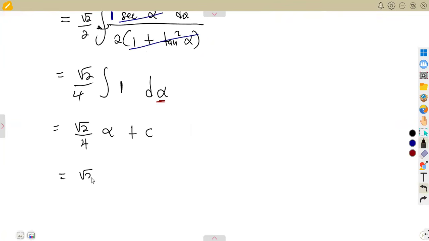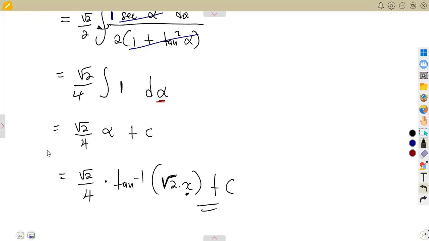So this is square root of 2 over 4. Then in place of alpha, we got arctan. So that is arctan the square root of 2x plus the constant of integration. So as you can see, the answer that we are having is in terms of x now.